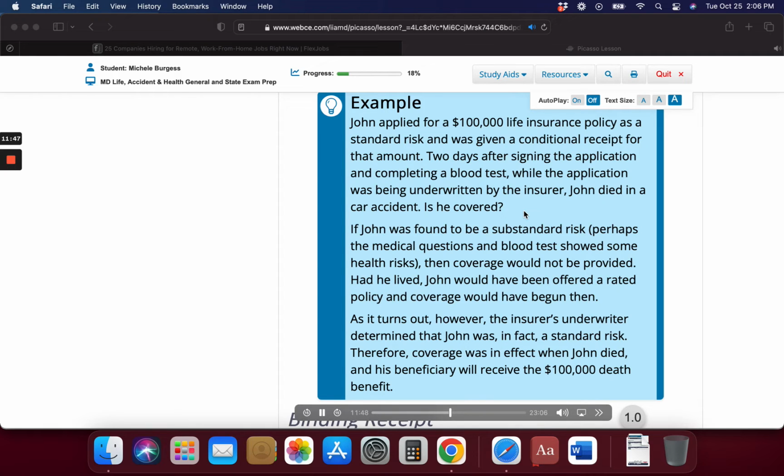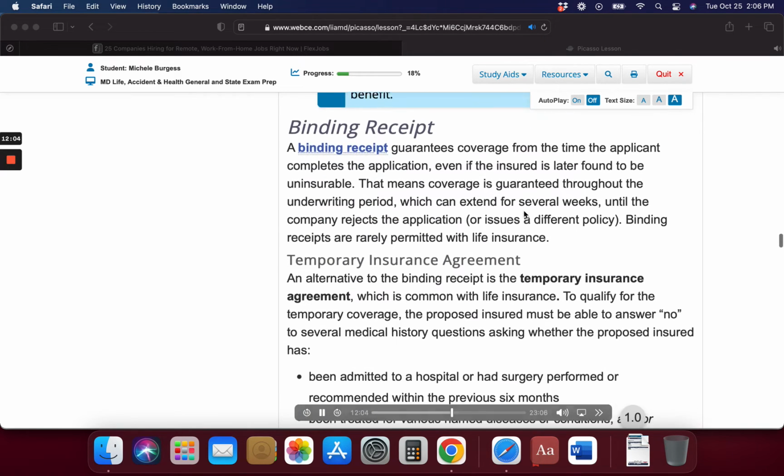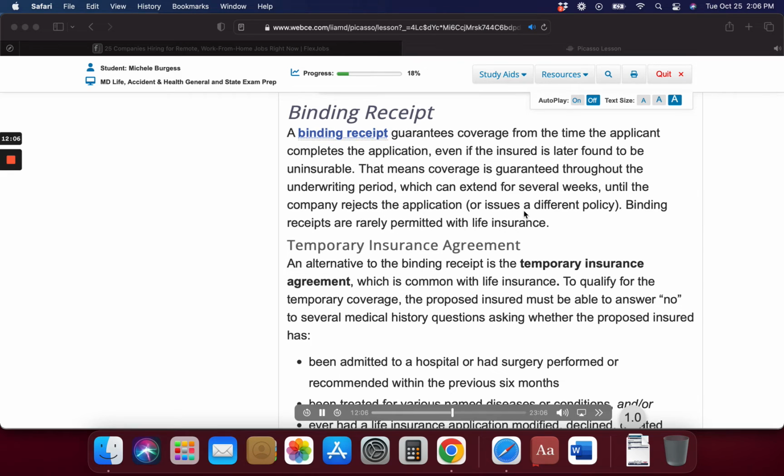Binding receipt. A binding receipt guarantees coverage from the time the applicant completes the application, even if the insured is later found to be uninsurable. That means coverage is guaranteed throughout the underwriting period, which can extend for several weeks, until the company rejects the application, or issues a different policy. Binding receipts are rarely permitted with life insurance.